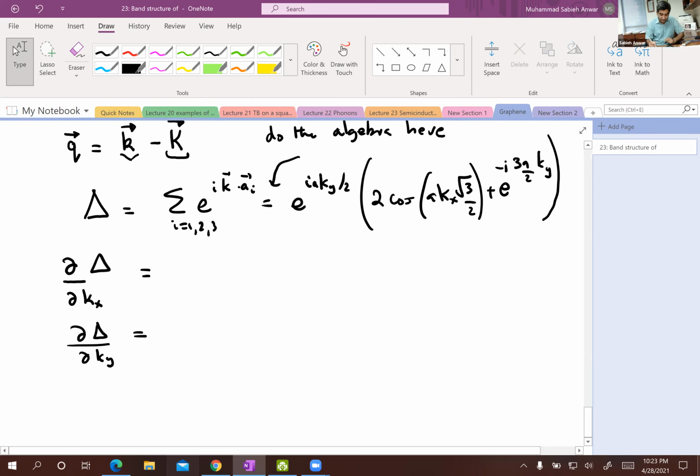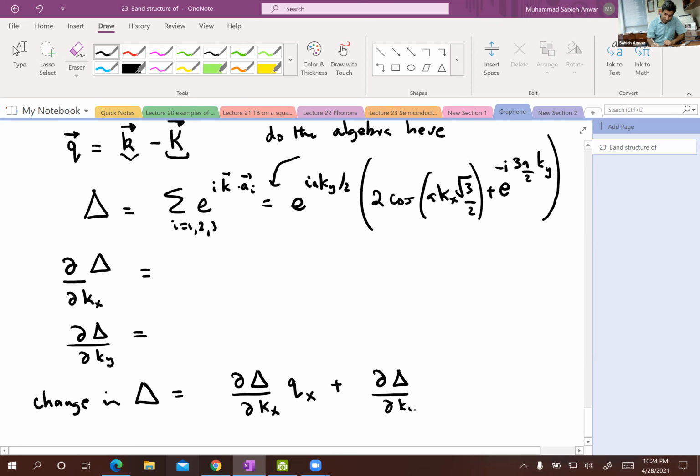And when I find out these terms, the change in delta, so in other words, how does delta change if I go from the capital K point to some point nearby in the K space? That change is going to be given by these derivatives multiplied by Qx plus this derivative multiplied by Qy. So this is simply the lowest order term in the Taylor series expansion.